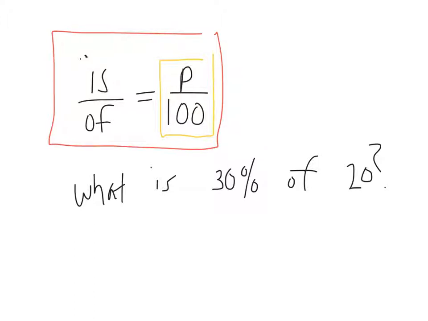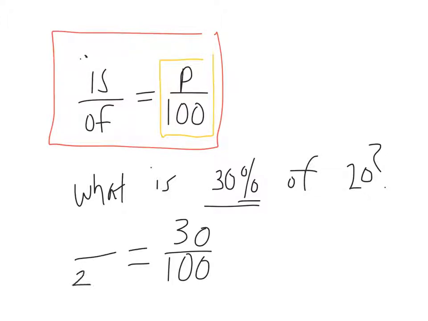And if you look at the example here, if I were to say, what is 30% of 20? Well, what is 30%? And I see the 30% thing there. So that means that 30 goes right above the 100 on that one side. Wherever you see that percent sign, that's where the P goes. And it says of 20, so 20 is going to go down there.